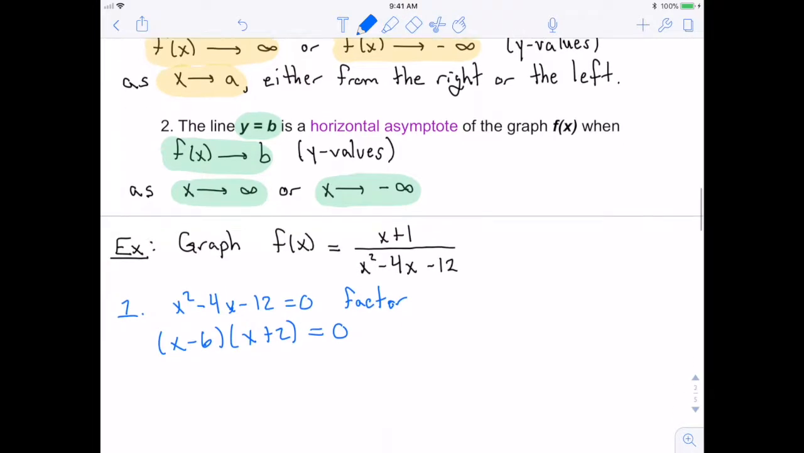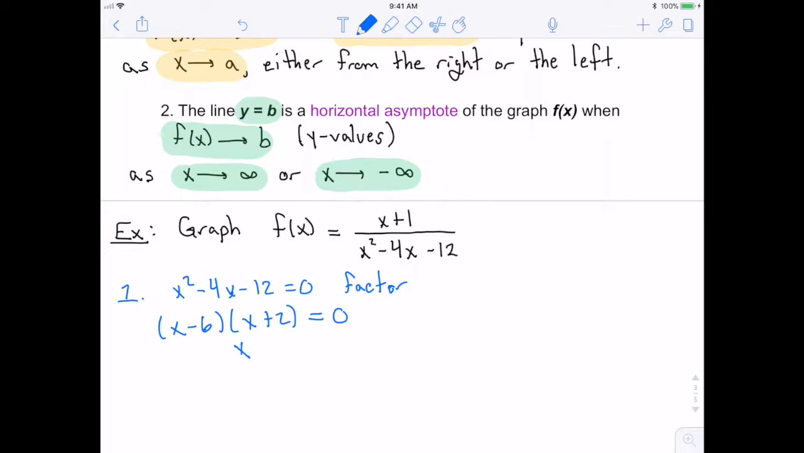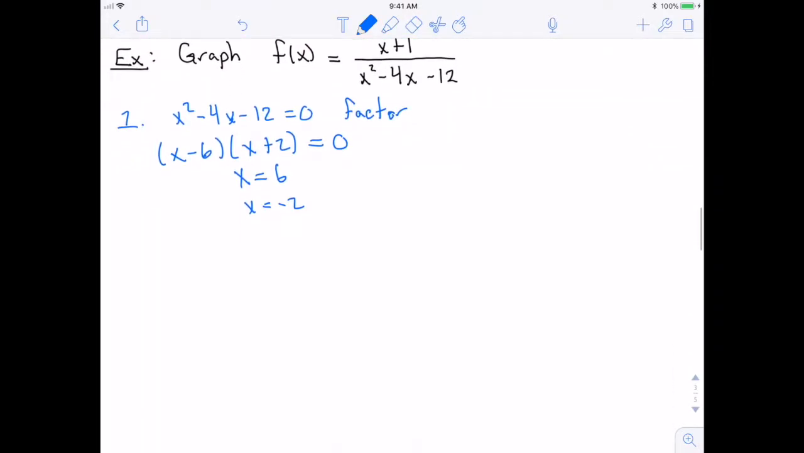And this means that the zeros of our polynomial will occur at x equals 6 from the first part here, and x equals negative 2 from our second term here. And the graph should have vertical asymptotes at these values here. Now let's start by throwing these on, and then we'll see what it looks like. There we go. Here's our x-axis.